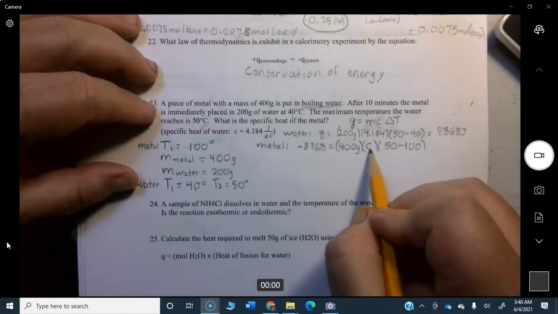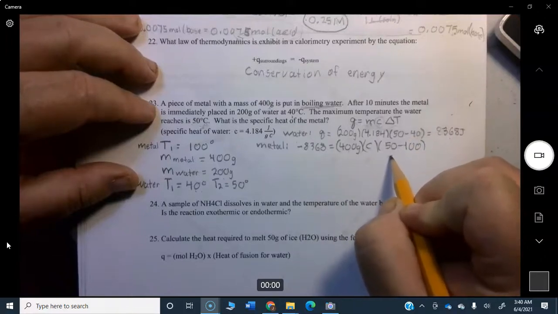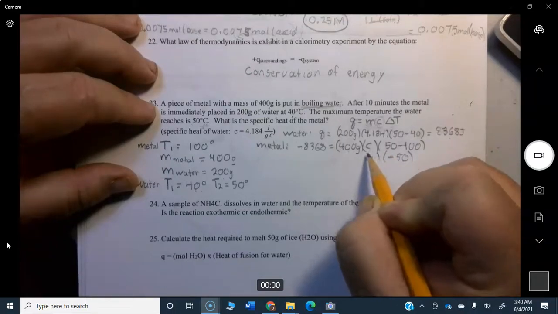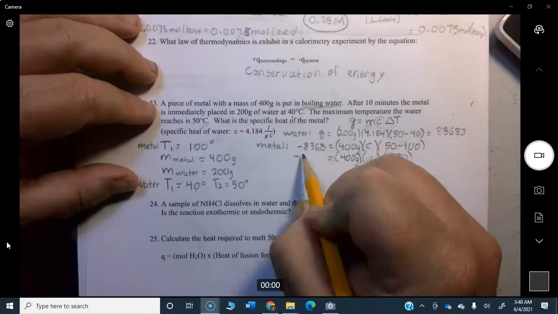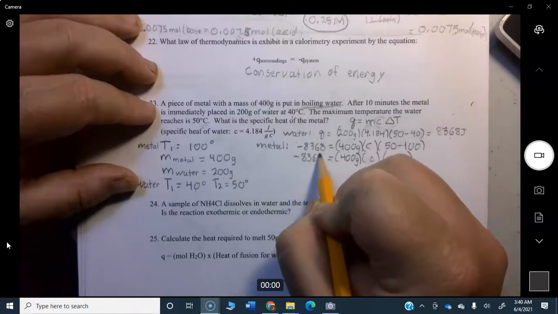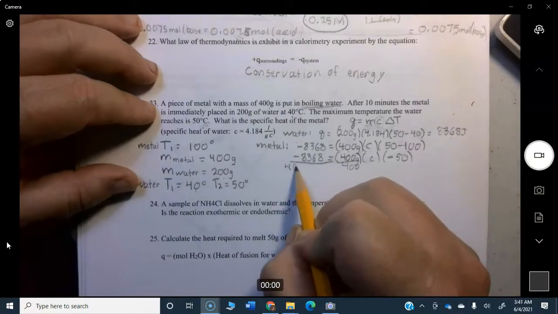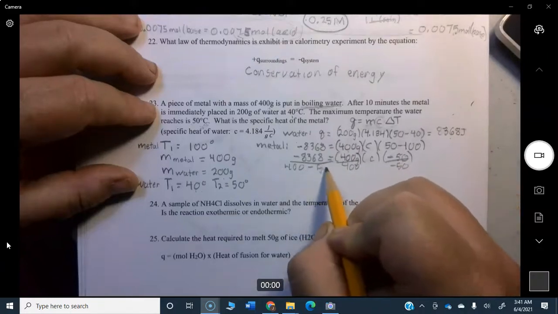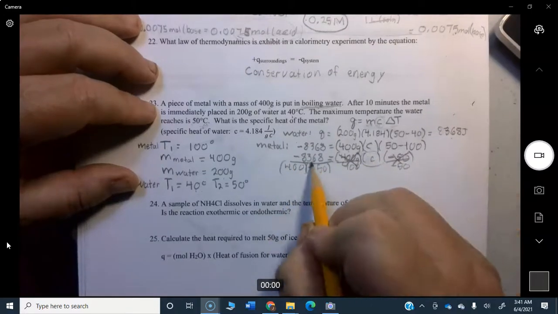All right, so I assume you know how to do math. To solve for C, you divide by 400, and 50 minus 100, we'll go ahead and write it, is going to be negative 50 times C times 400 equals negative 8368. So you're going to divide both sides by 400 and divide both sides by negative 50. So these cancel, and you end up with C equals this.